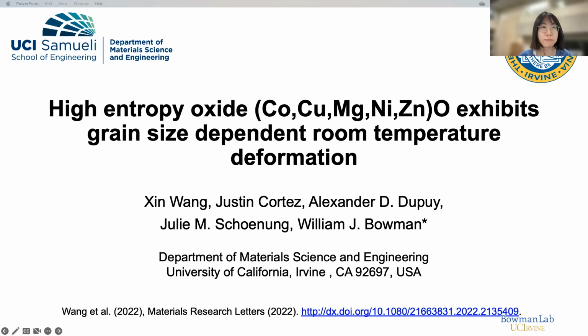Yeah, the title of the paper and the topic of this talk is going to be high entropy oxide, cobalt, copper, magnesium, nickel, zinc oxide, which exhibits grain size dependent deformation, especially at room temperature. This work was done when I was a postdoc in Will's lab, and it's in collaboration with students and postdocs in Professor Julie Shonon's group as well.